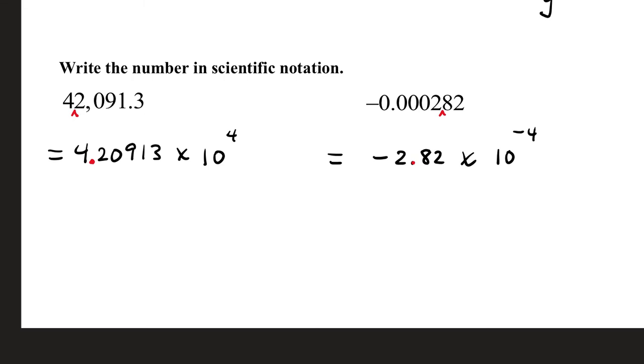In the second example, in order to create a lead number that's between 1 and 10, I have to move a decimal behind this 2. So that's negative 2.82. To get that back to its original location, I have to move it left 4 spots. So that's why my power of 10 is a negative 4. To get the decimal back to its original location, in large numbers, you have to move it right. In small numbers, you have to move it left.